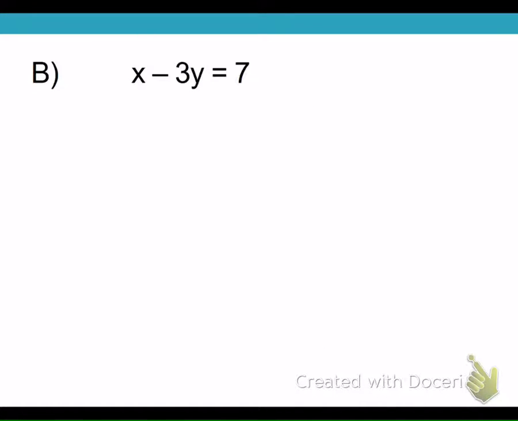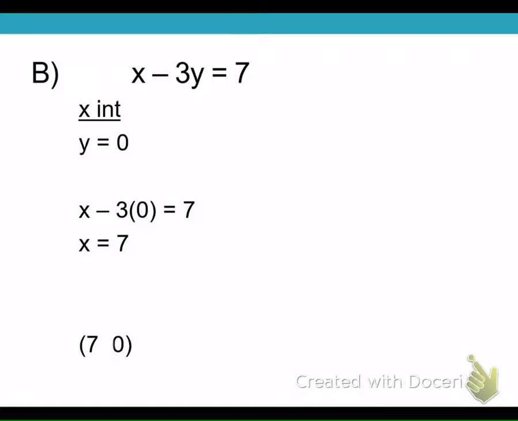So now I have x minus 3y equals 7. I want to find the x-intercept first. So what am I going to do? Make the y equal to 0. So what happens to the whole second term there? Yeah, it's just going to go away, leaving you with x equals 7. It's pretty easy to solve. So that ordered pair would be what? 7, 0. Good.